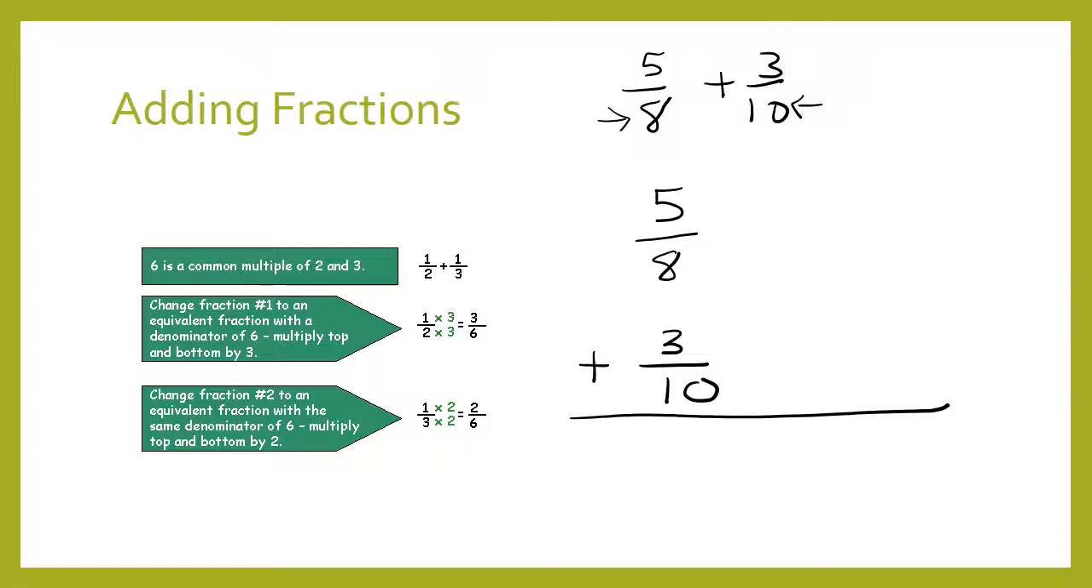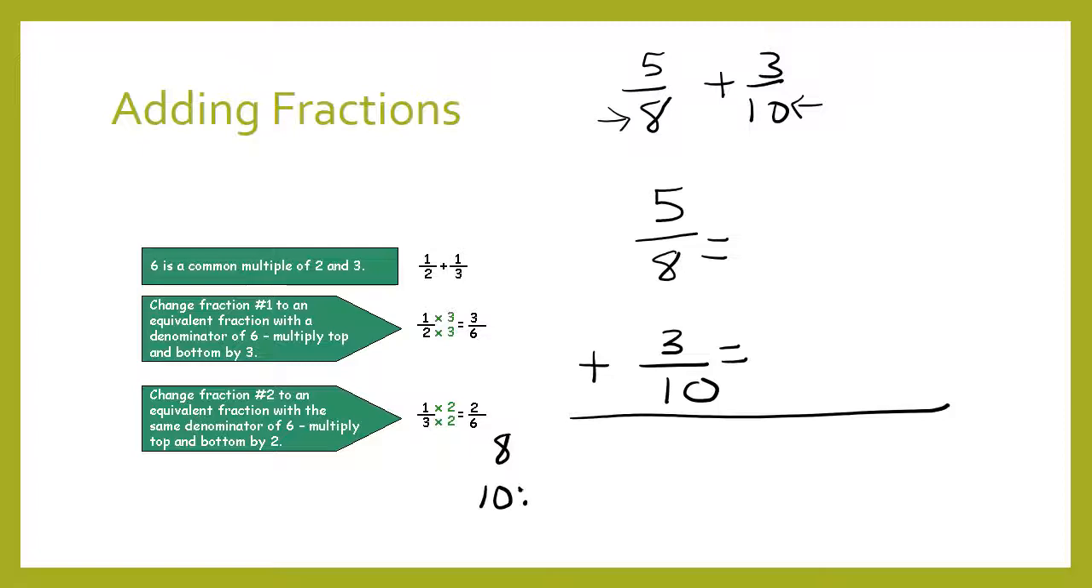Now, I can't go ahead and add these because my denominators are different. So I'm going to need to find a common denominator. Remember that if you find the least common multiple, you can use that as your common denominator. So I'm going to take 8 and 10, and I'm going to list the multiples.